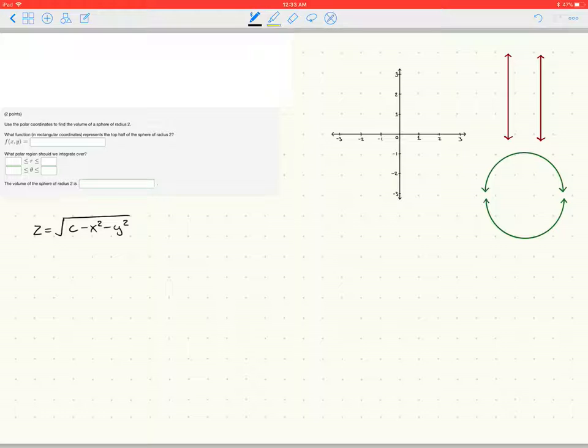So in order to find what my c would be in this equation, I need to know what c will give me a hemisphere of radius 2. And to do that, I'm going to set my z equal to 2, my x equal to 0, and my y equal to 0. So we get 2 equals the square root of c, or c equals 4. Putting that into the equation, we get z equals the square root of 4 minus x squared minus y squared. So there's the top half of our surface, and we can go ahead and put that in for this answer up here.